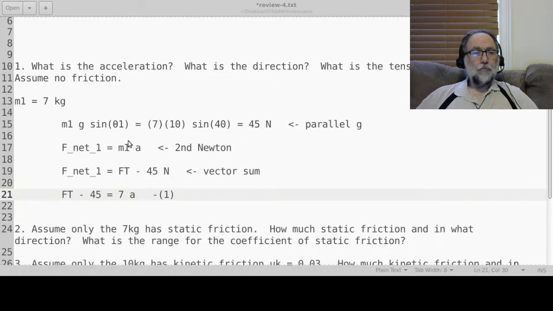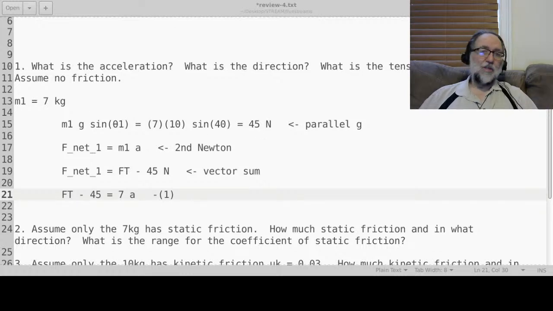Okay, so now what? For the parallel component of gravity for the 7 kilogram mass, it's m1 g sine theta 1. m1 is 7, g is 10, rounding it off from 9.8, times the sine of 40 degrees. Crunch that through your calculator, and it's 45 newtons. I'll write that in the diagram in just a minute, but there it is. So we got 45 newtons.